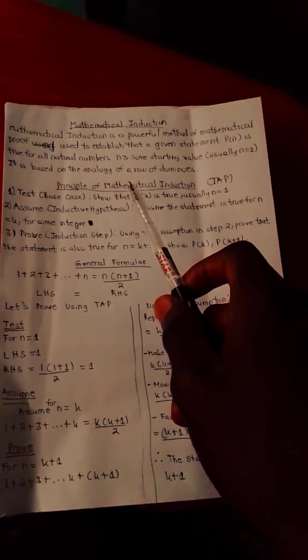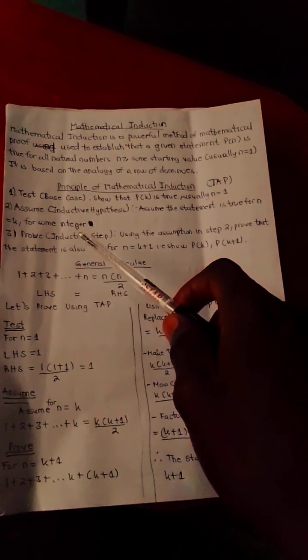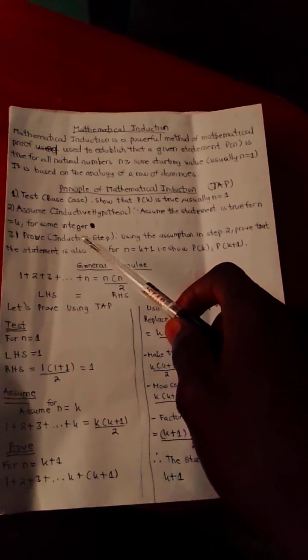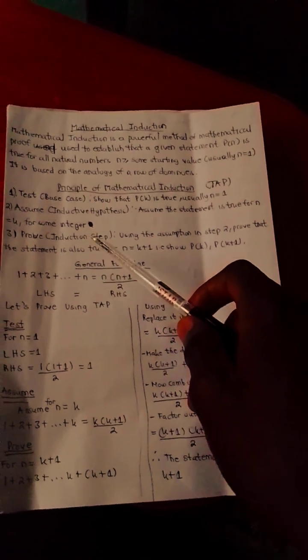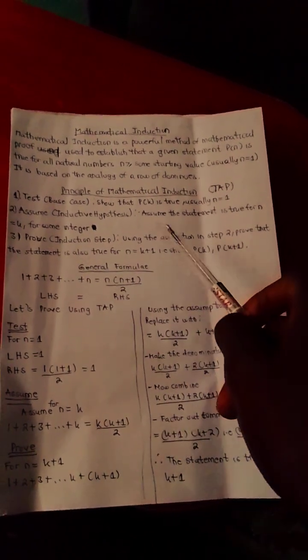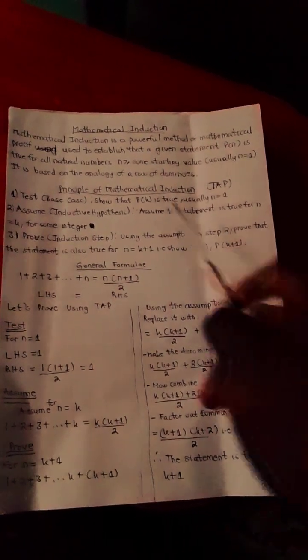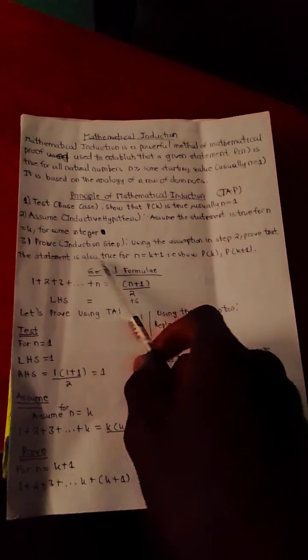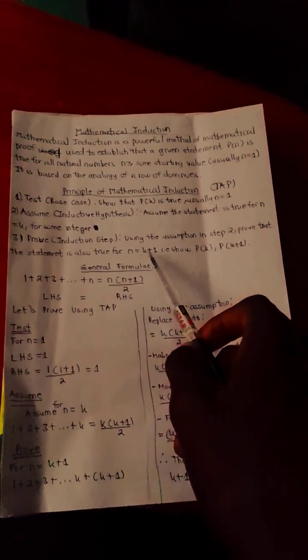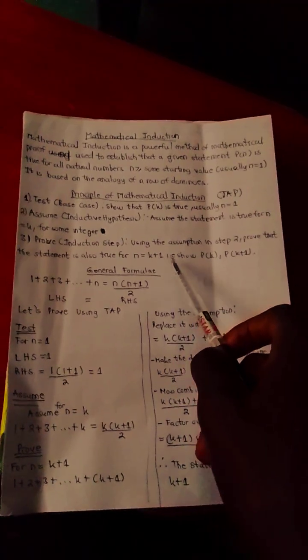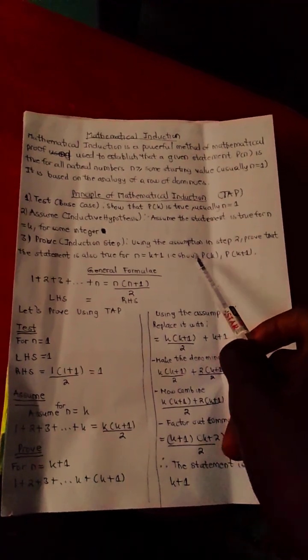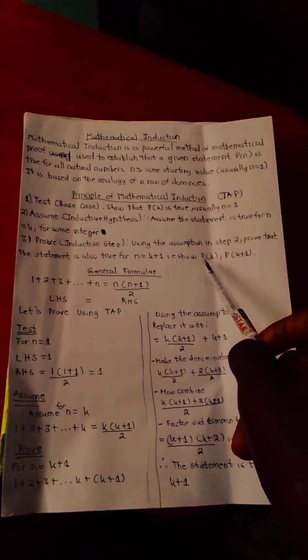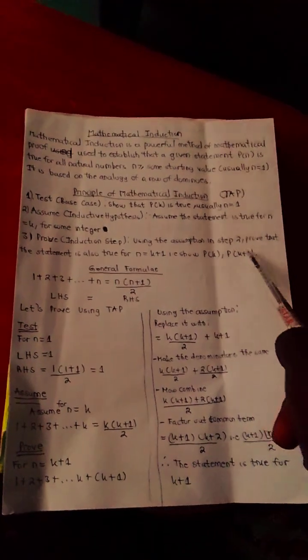Then we go to the last principle of mathematical induction, which is known as the induction step. We prove, using the assumption in step 2, which is the inductive hypothesis, that the statement is also true for n equals k plus 1. That is, we show that the statement holds for k and for k plus 1.